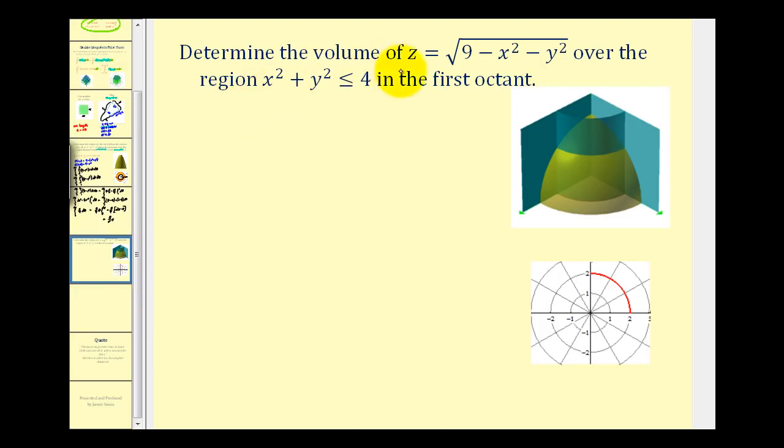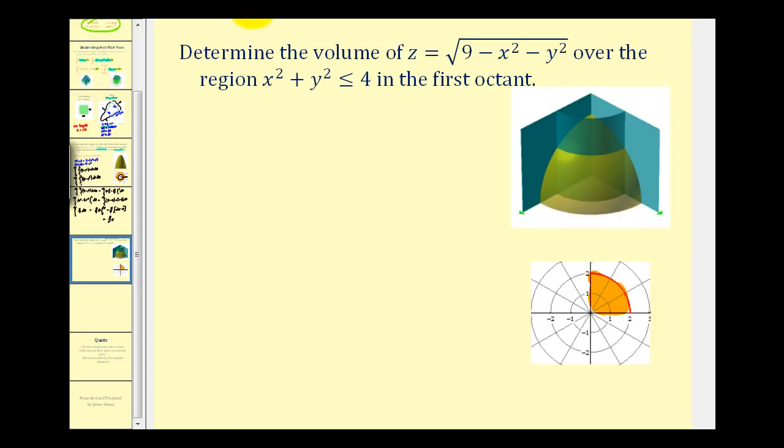Here we want to determine the volume of this function over the region x squared plus y squared is less than or equal to 4 in the first octant. So we have a circle with radius 2, but we only want it in the first octant, so it's going to be this region here.